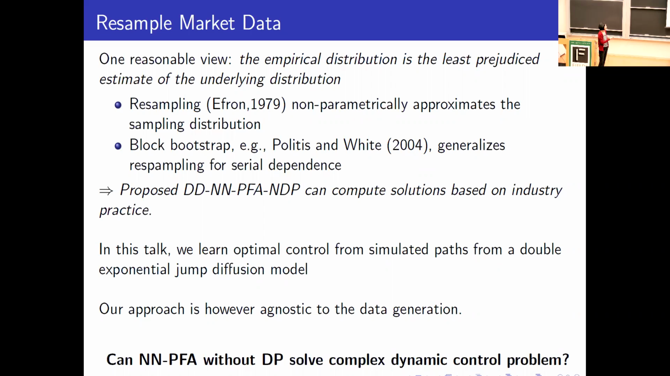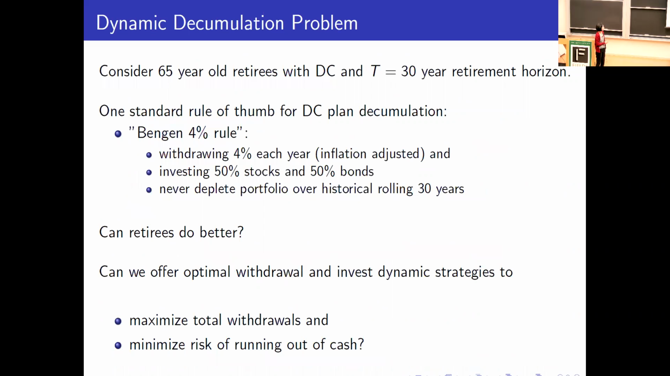Okay. So what I would like to address is, can this very simple, intuitive approach of using a neural network to approximate the control, and not using dynamic programming, solve your optimal control problem? Does it work? Can you find a good solution? So that's what I was going to do. And for that, I will put it to the test by looking at the nastiest problem in finance, the dynamic decumulation problem.